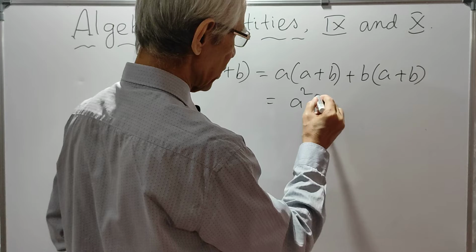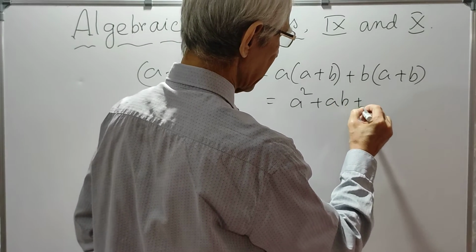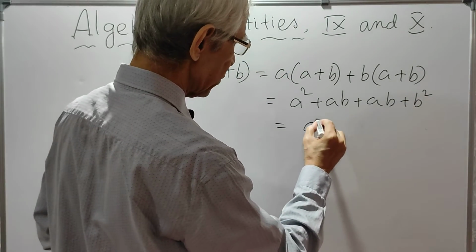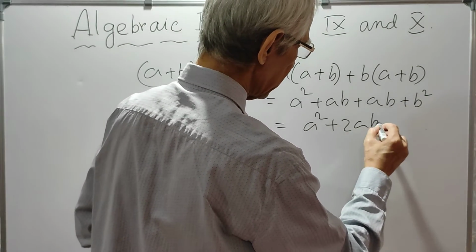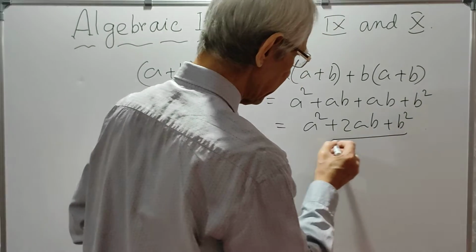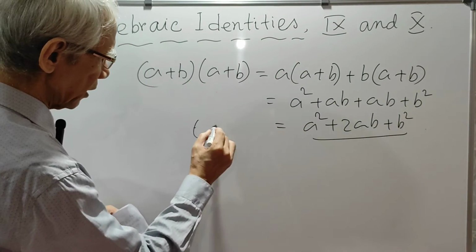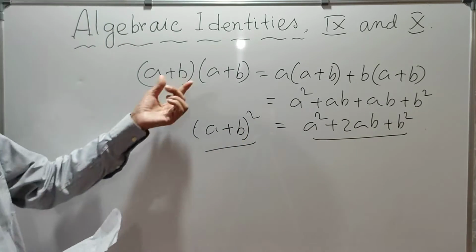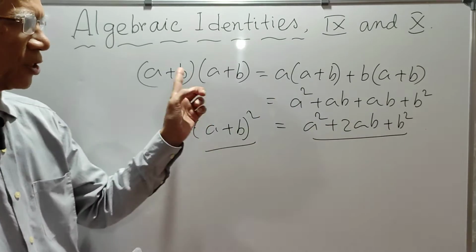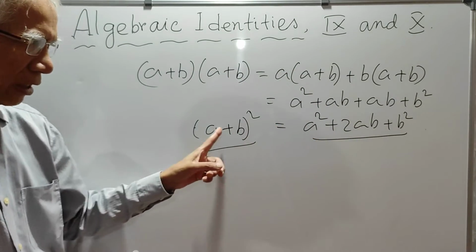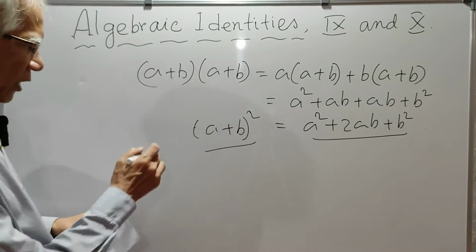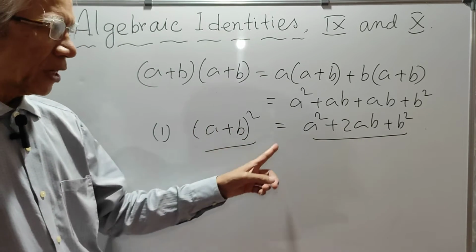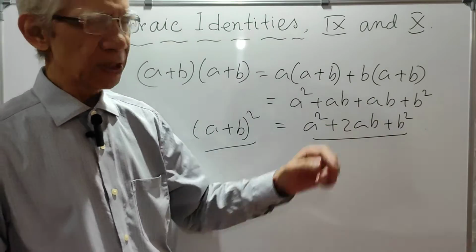So what you get? A square plus ab plus ab plus b square. So what do you get? A square plus 2ab plus b square. You see? Now this a plus b into a plus b, isn't it a plus b whole square? So a plus b whole square equal to this. So this is how the identity is obtained. So this is the first identity. So first identity is what? A plus b whole square equal to a square plus twice ab plus b square.